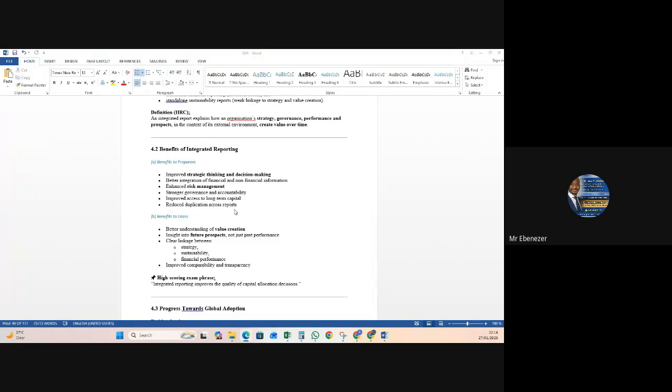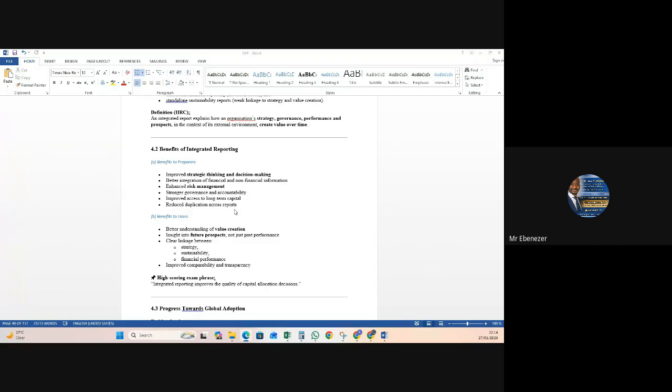Then also to enhance risk management. How do you manage your risk? Then also to enhance a stronger governance and accountability. And also, of course, to improve access to long-term capital and reduce duplication across reports. So that's it. Now, that is the benefit to those who are preparing the financial statement.